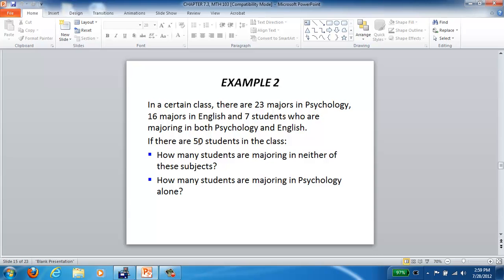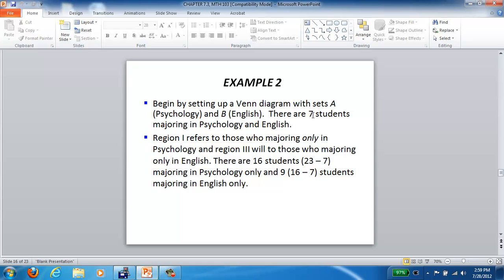And we have 50 students. So how many are majoring in neither of these subjects, and how many students major in psychology only? So this is how we start. We start with the intersection of the 7 students, and then we figure out how many have English only and psychology only. So 16, 23 minus 7, major in psychology only, and 9 major in English only.